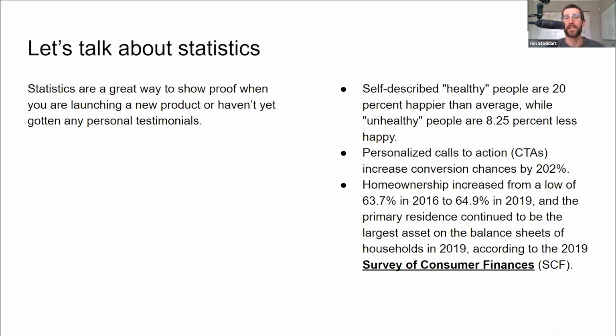So number one, self-described healthy people are 20% happier than average, while unhealthy people are 8.25% less happy. If I'm creating some kind of health and fitness product and I don't have any personal testimonials, don't you think that that shows itself as proof that my product is worth buying? Of course it does. The statistic is proof.